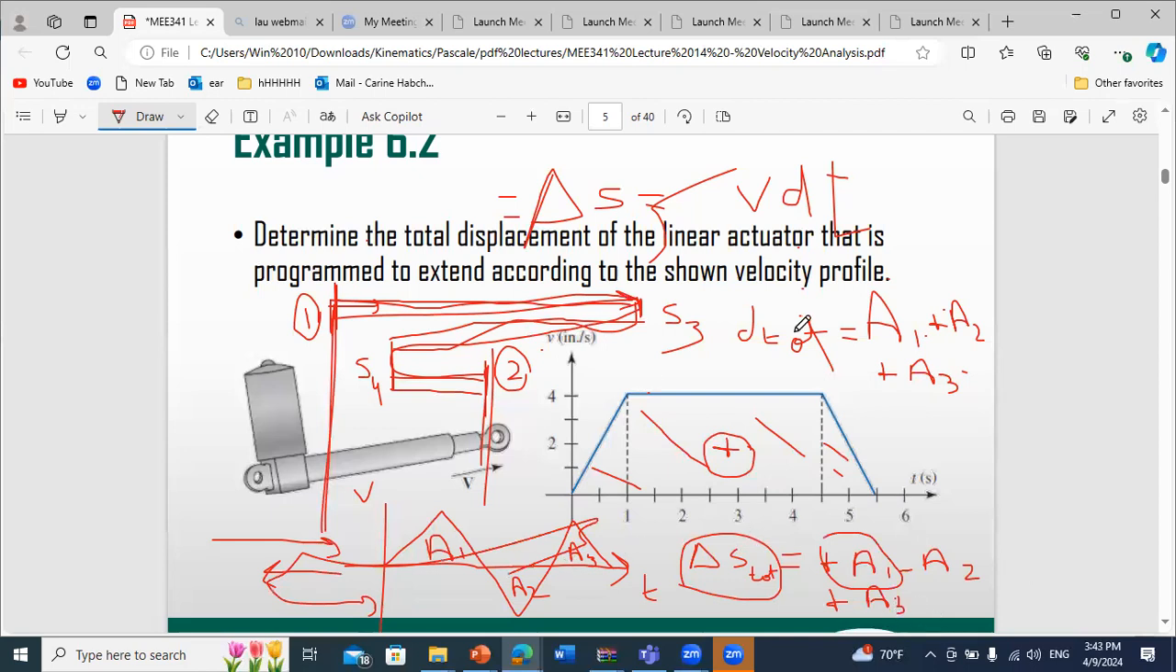While if you care about the total distance, then you take the absolute value of each delta S and you sum them. So this corresponds to a1 plus a2 plus a3. Okay?